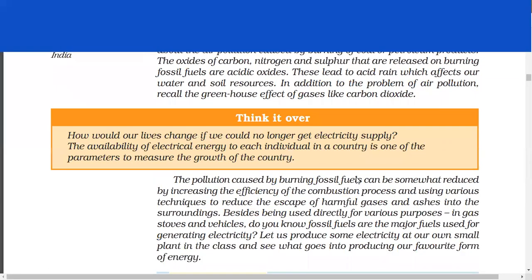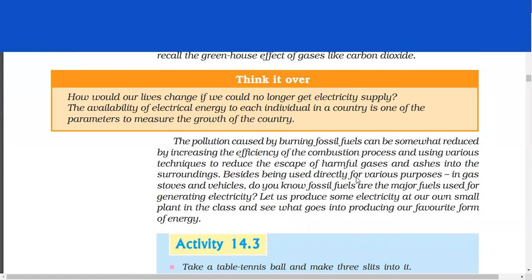Think it over. How would our lives change if we could no longer get electricity supply? The availability of electrical energy to each individual in a country is one of the parameters to measure the growth of the country. The pollution caused by burning fossil fuels can be somewhat reduced by increasing the efficiency of the combustion process and using various techniques to reduce the escape of harmful gases and ashes into the surroundings.